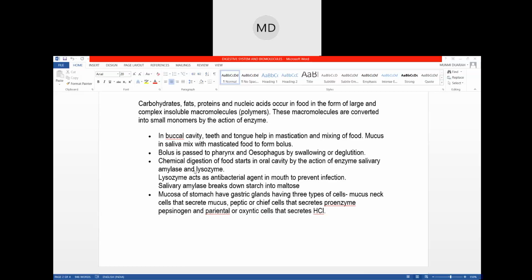Okay, then there is lysozyme. What is the function of lysozyme? The lysozyme is an antibacterial agent. What is an antibacterial agent? An antibacterial agent means it protects our mouth against bacterial infections.